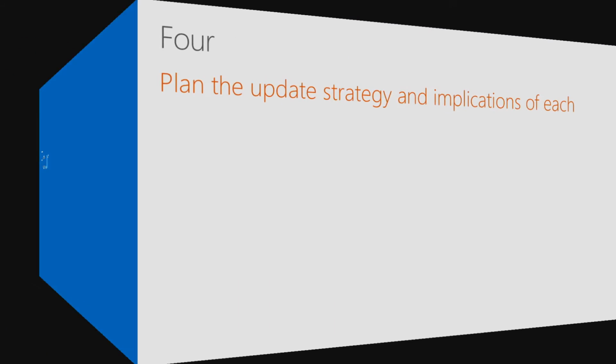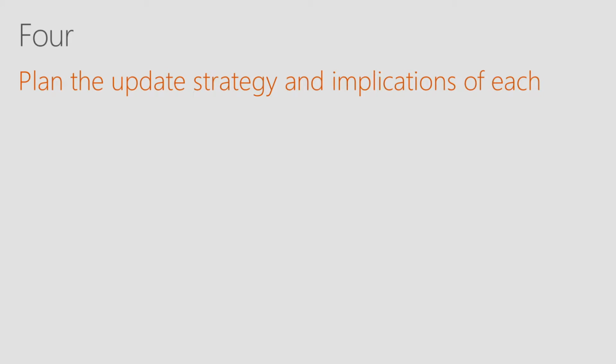Moving along, you want to plan out your update strategy, and this becomes quite critical. I'm sure most of you are familiar with the two main channels that we offer in terms of updates, which is the current channel or the deferred channel. The current channel provides updates to you each and every month, including security updates, but also feature updates. And the deferred channel provides you security updates every month, but the feature updates are delayed to 4 months.